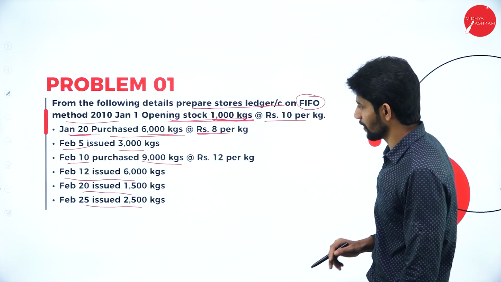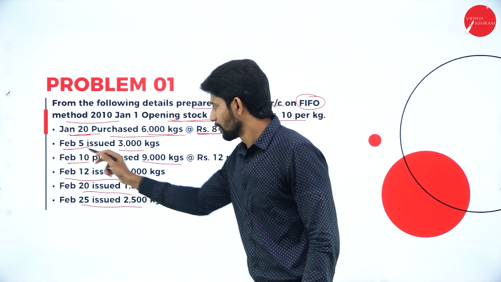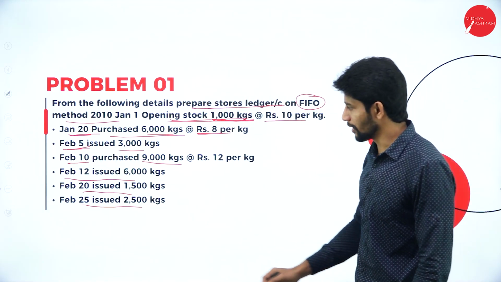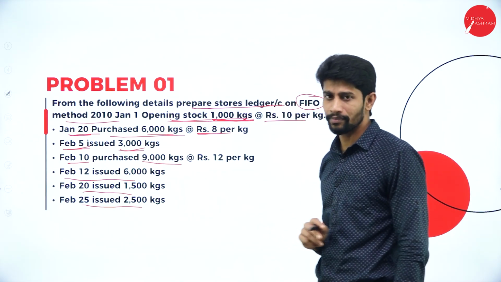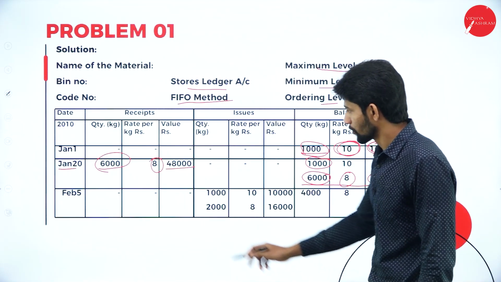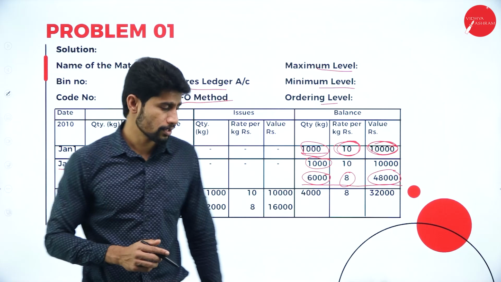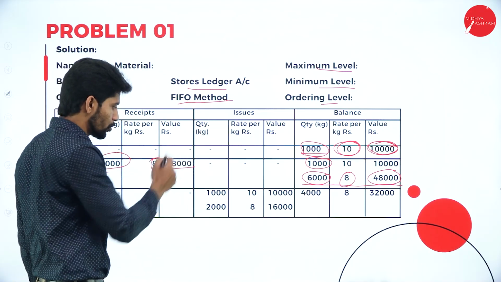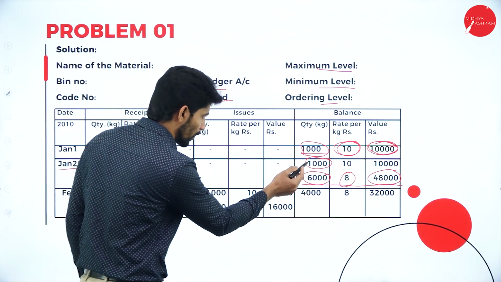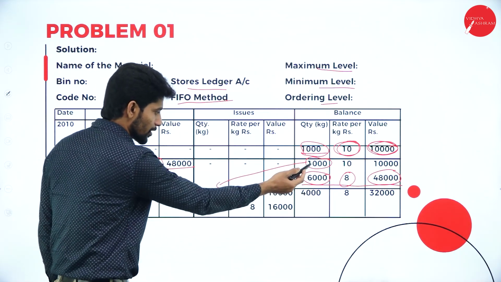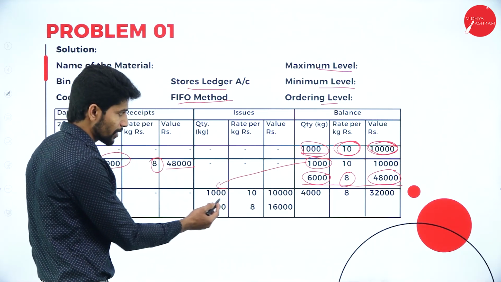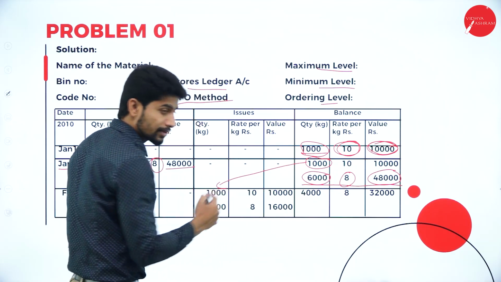And what is the next entry we have? It is on 5th Feb, issued 3,000 units. Yes, on 5th Feb, we issued 3,000 units. So where we are supposed to show the issue? We are supposed to show the issue under issue column. So first issue this 1,000. So we issued 1,000, the rate 10 rupees and total 10,000.